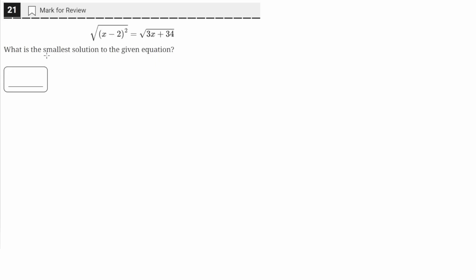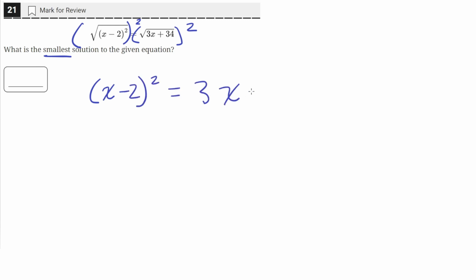What is the smallest solution to the given equation? So we have this equation here, and the first step we can do is to get rid of the square roots, and we can do that by squaring both sides. When we square both sides, it'll get rid of the square roots, so we'll just be left with what's inside. So we'll have (x minus 2) squared on the left, and 3x plus 34 on the right.